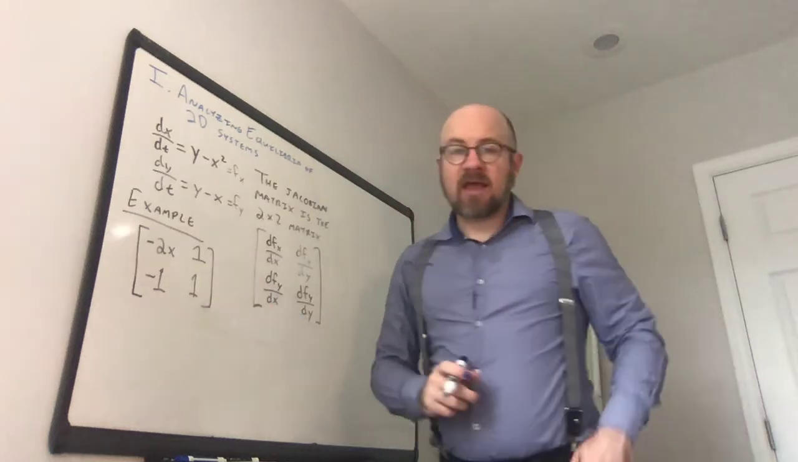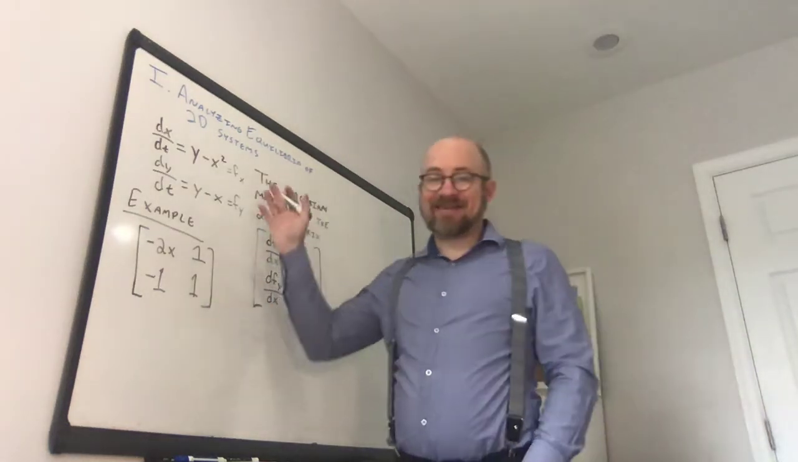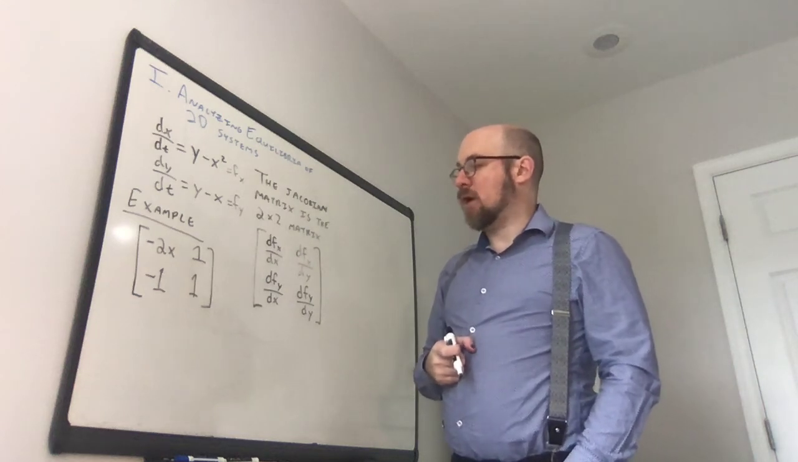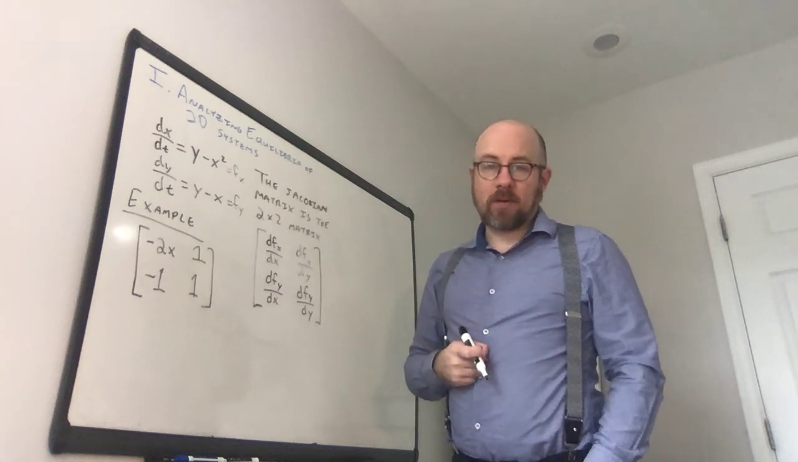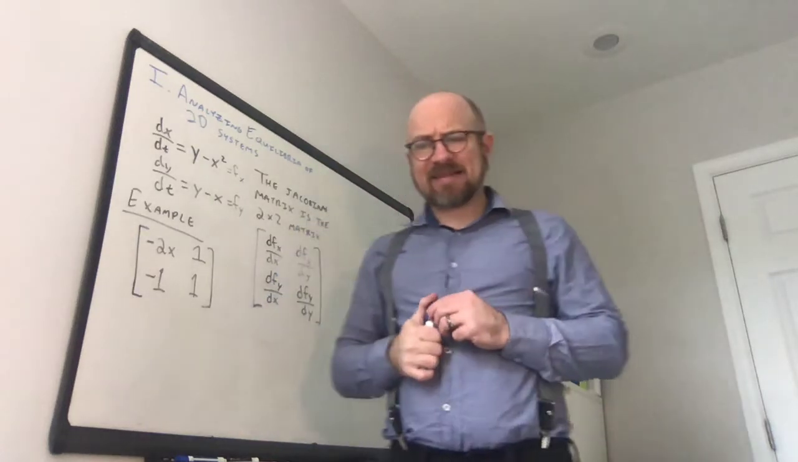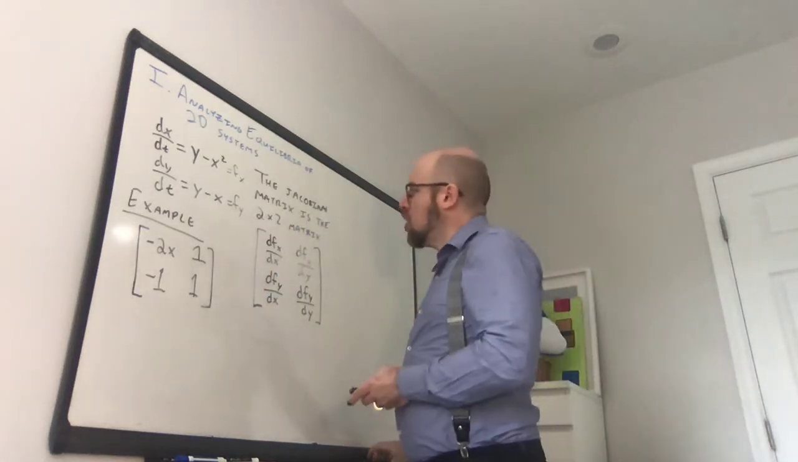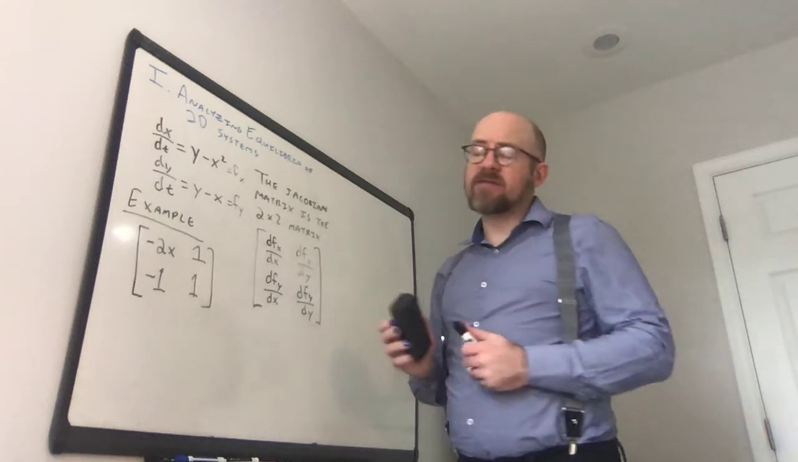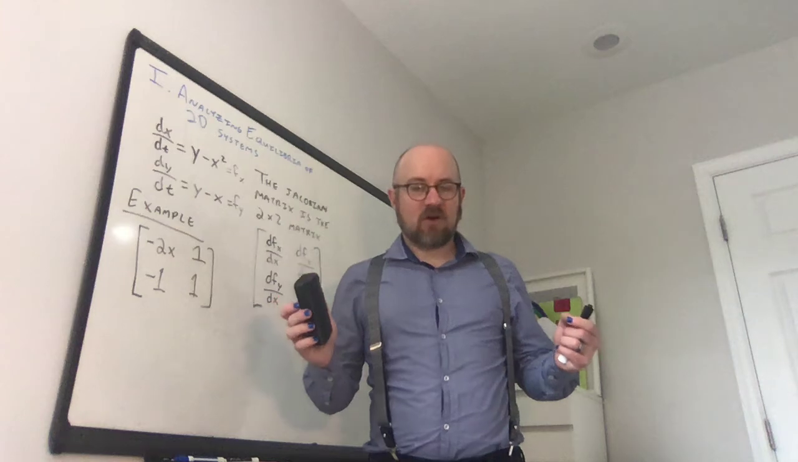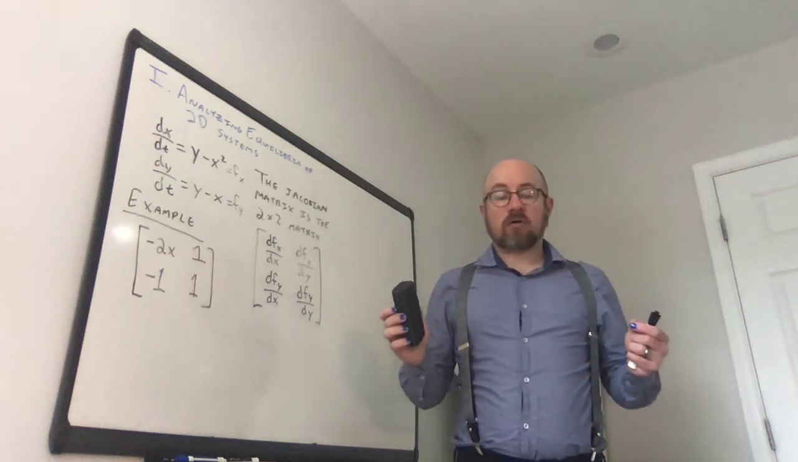Okay? And so the Jacobian matrix for this system of differential equations is negative 2x, 1, negative 1, 1. Okay? So why are we interested in this? Well, what the Jacobian matrix tells us is the linear behavior of our system.